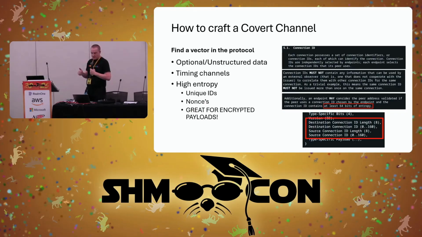Now let's find the vector. So you want to look for unstructured or optional data, timing channels, and my particular favorite, high-entropy fields, because you can hide encrypted payloads in them because they're high entropy. The connection ID is required in every header. There's a source and a destination connection ID, and it explicitly says 64 bits of entropy to be considered valid. And down below in the header definition, you can see it can go up to 160 bits. And this is a huge header field to manipulate in a covert channel design.